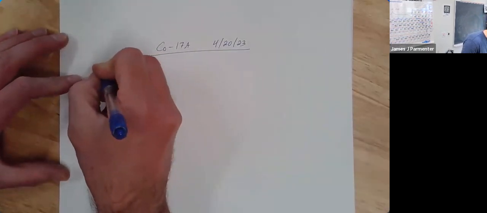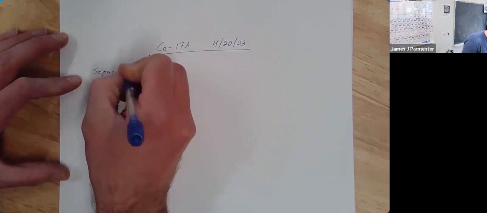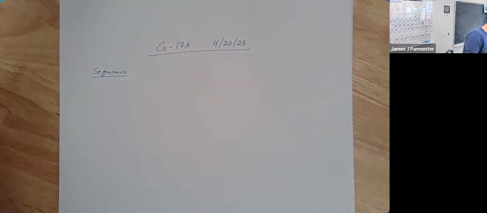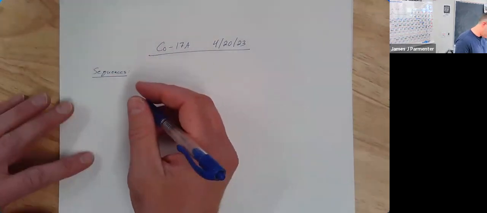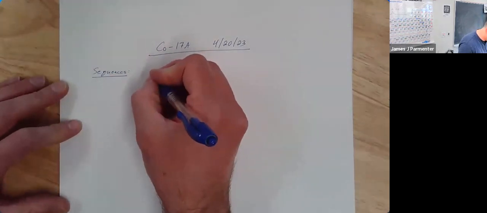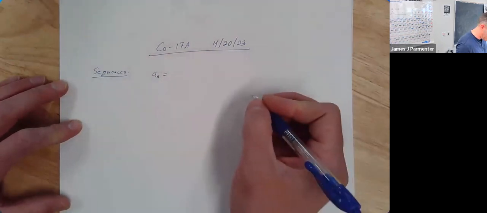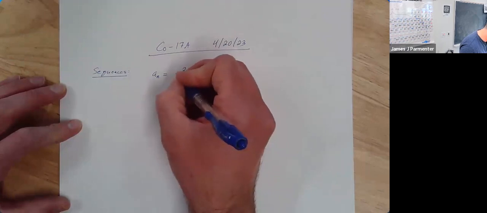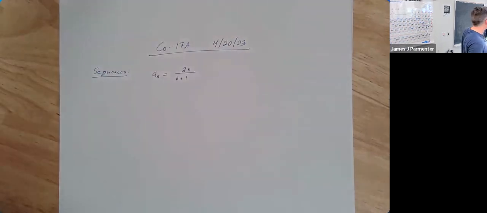Sequences. So let's start off with something easy. A sequence is just a way of writing a pattern. Let's say we're going to have a sub n equal to 2n over n plus 1, which might feel pretty straightforward. Sometimes we're asked to write out the first few terms of a sequence.